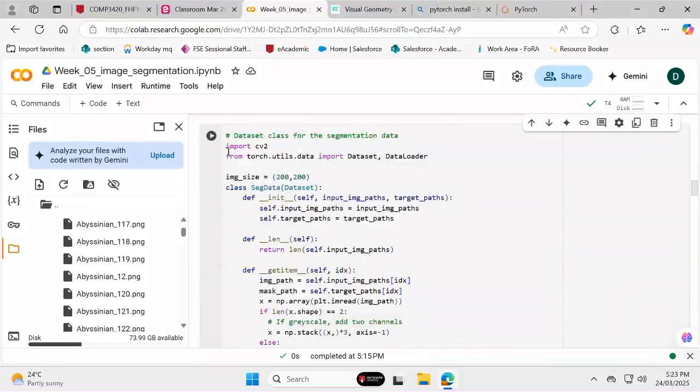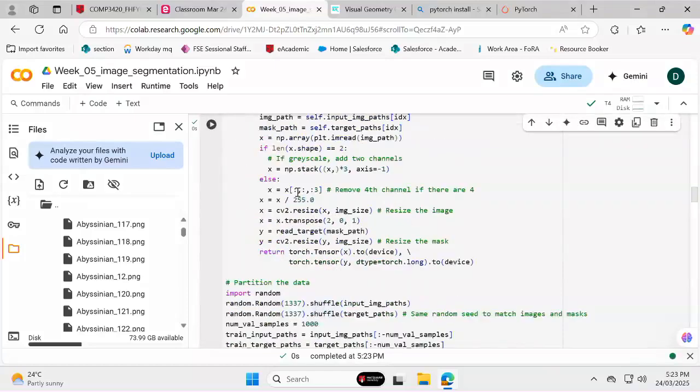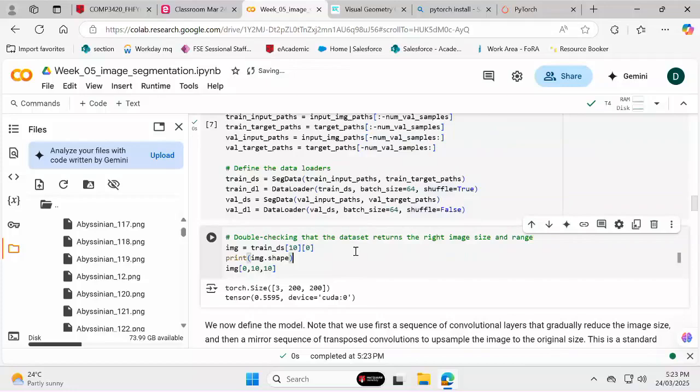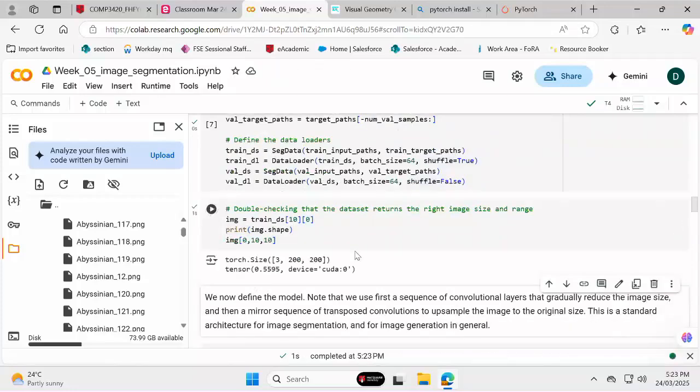Okay, so I haven't run this. So now this is running. And here, just double checking that everything is okay.